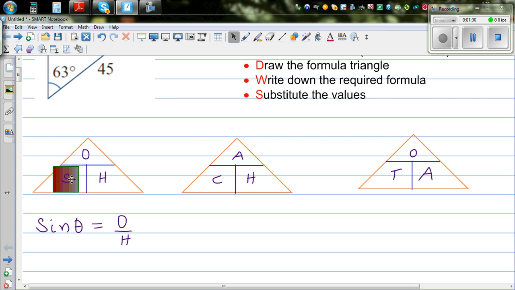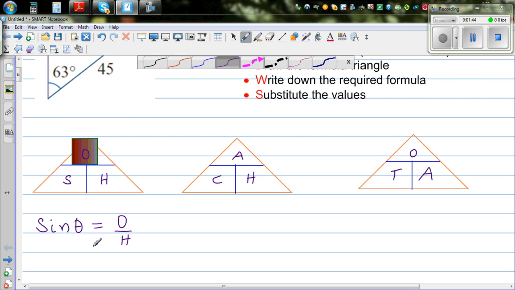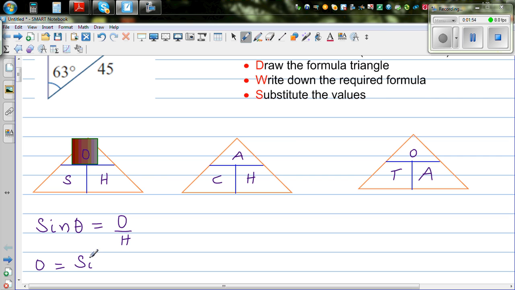Now if you cover up O, this formula can be written as O is S times H. When they're sitting together, you multiply them. So that is sine theta times H. In fact, there are three formulas here.